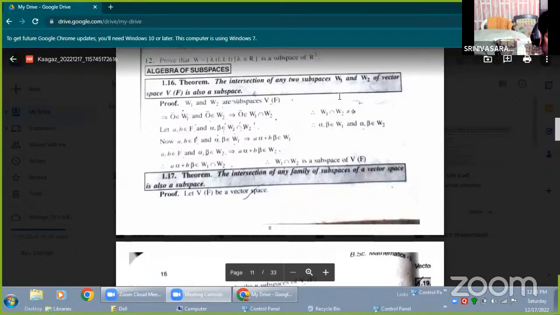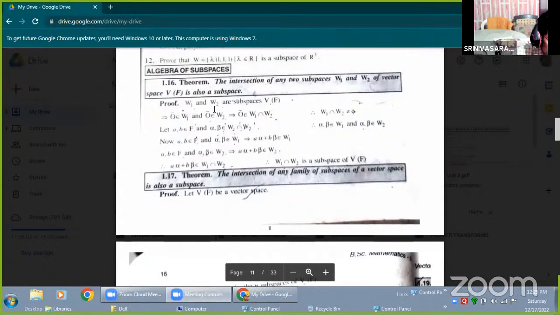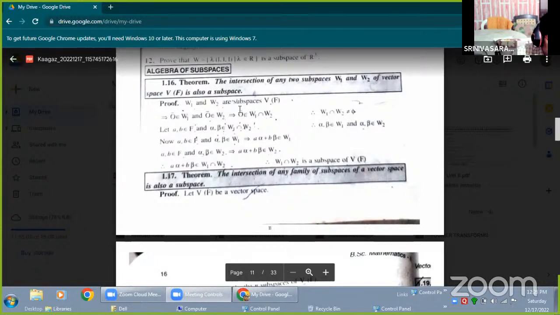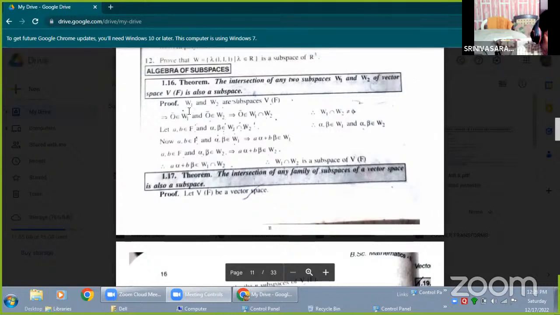The intersection of any two subspaces is a subspace. So if W1 and W2 are any two subspaces, then their intersection W1 ∩ W2 is also a subspace. Now this is a very simple proof. First of all, let V(F) be any vector space, and its subspaces denoted by W. Now directly, a non-empty subset must satisfy the conditions of a vector space. That's why that non-empty subset is a vector subspace.